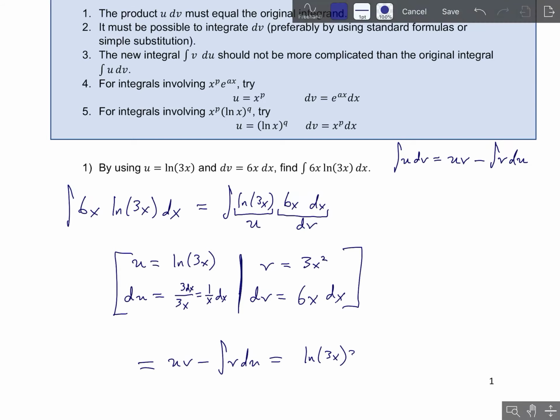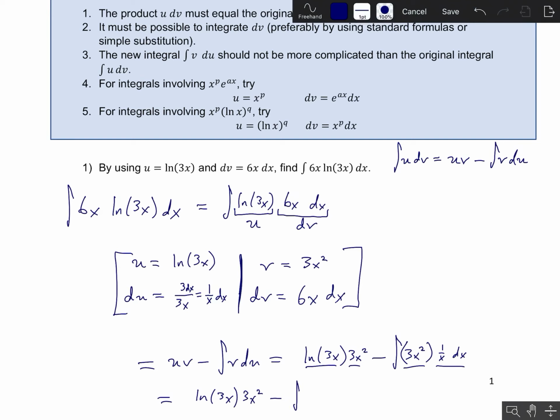So this would be u times v minus the integral of v du. So this would be v du. And du was 1 over x dx. So this is uv minus the integral of v du. And now we can clean this up a little bit. So this is ln of 3x times 3x squared minus the integral of, if I clean up this integrand, I have an x squared divided by an x. So those would cancel, and I would just get the integral of 3x dx.